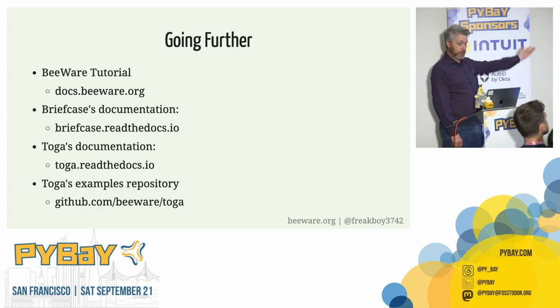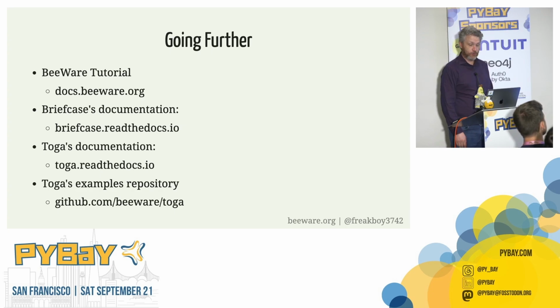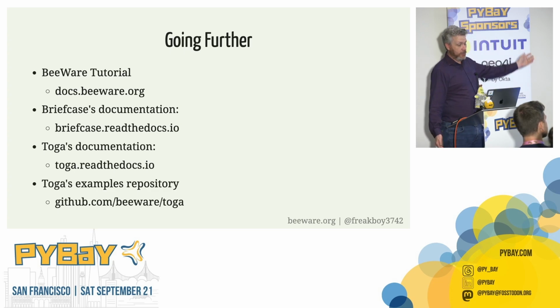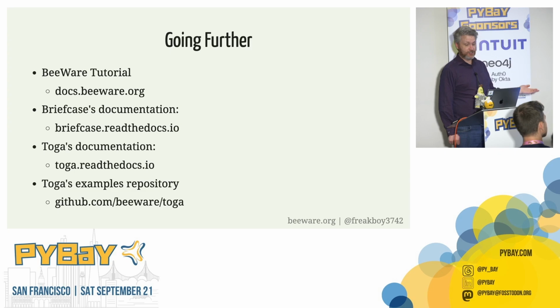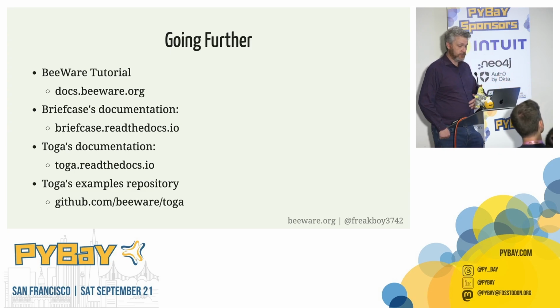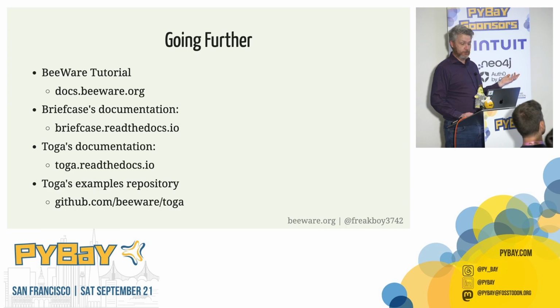If you do nothing else, I recommend going through the BeeWare tutorial, docs.beeware.org. That gives you a complete walkthrough, all the stuff I've spoken about today, plus more. Briefcase has plenty of configuration options and other details I haven't gone into, though. Briefcase's documentation is fairly thorough, so you can check out there. And I've also only really touched on the very surface of features of Toga. Toga's documentation has a whole lot more details, and the Toga GitHub repository has a whole lot of example code.